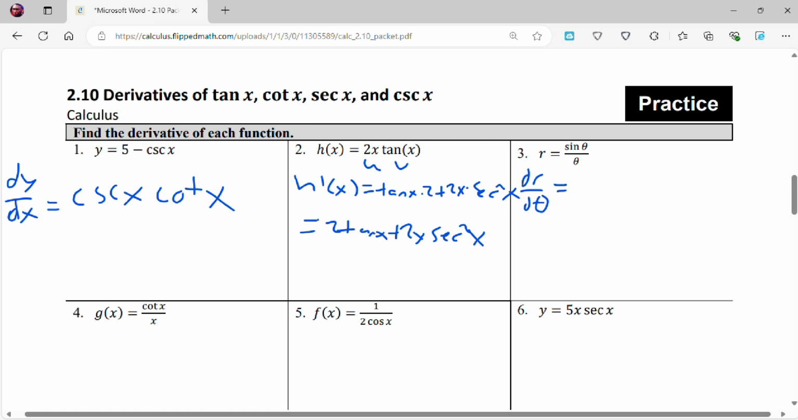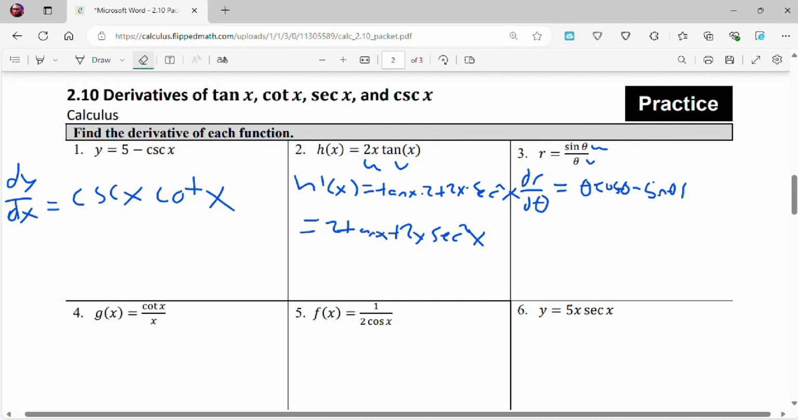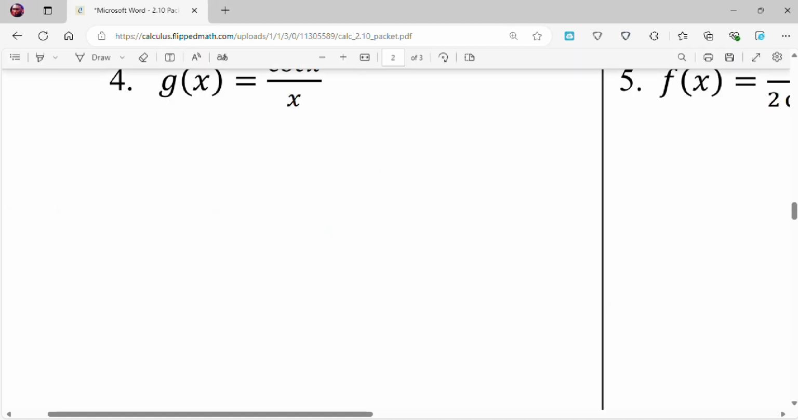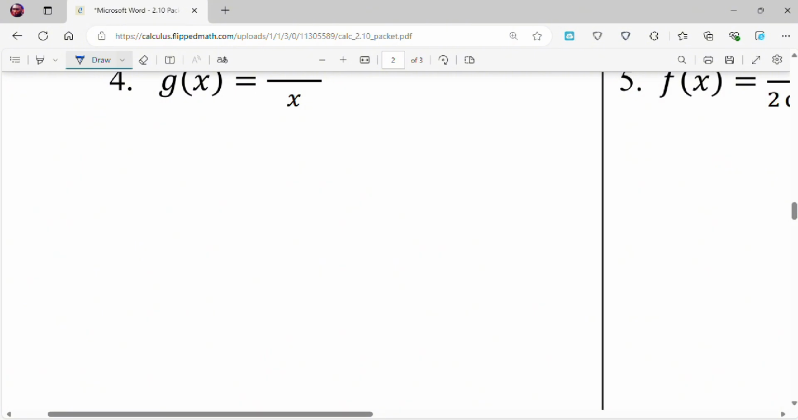So we have a quotient rule, right? V U. So we get V U prime minus U V prime, right? Derivative of theta, which is x in this case, derivative of the variable by itself is one over theta squared. So theta cosine theta minus sine theta over theta squared.